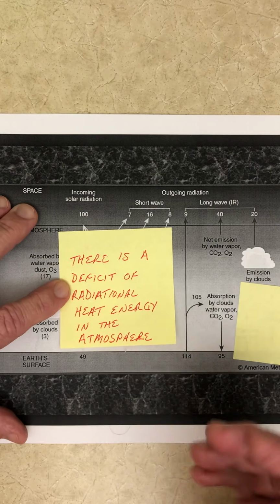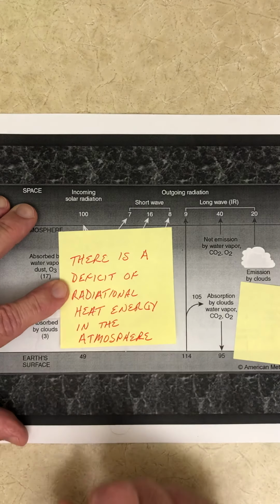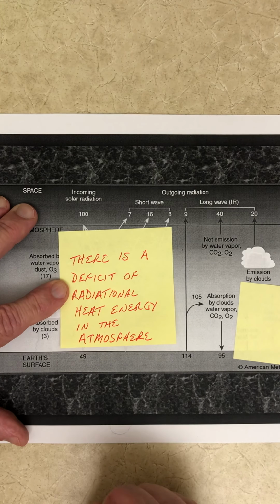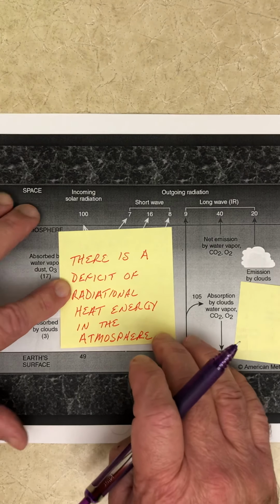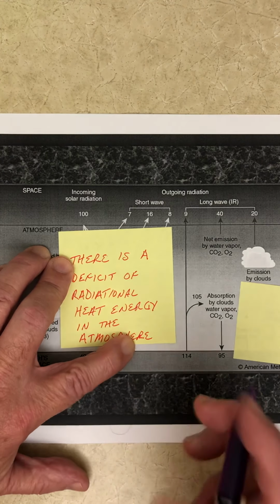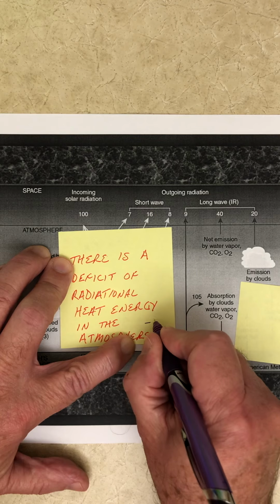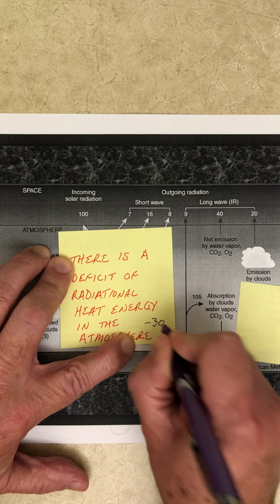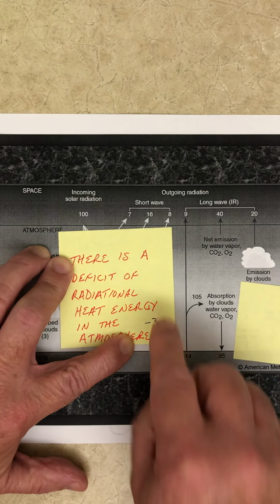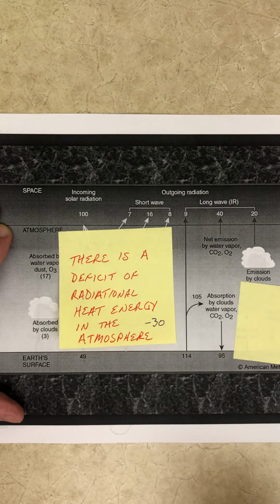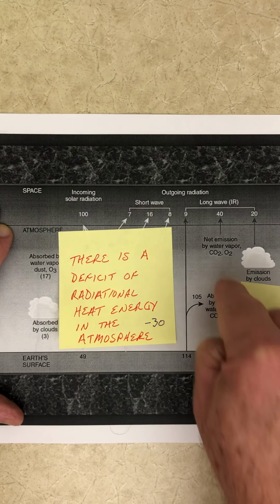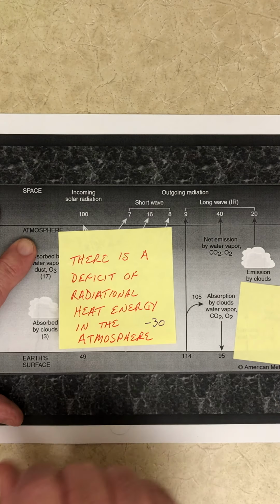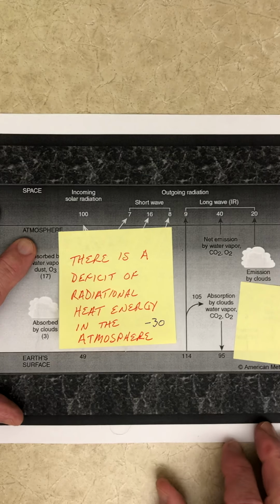So again, if the Earth is a black body, there shouldn't be a deficit. But there is. And the good news, bad news: the bad news is there's a deficit. The good news is that it's a number that we recognize, that there is a deficit of 30 units of heat energy in the atmosphere itself. So we have a surplus of 30 units at the surface. We have a deficit of 30 units in the atmosphere. Well, you can probably guess what's going to happen.